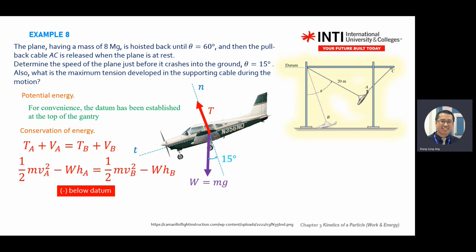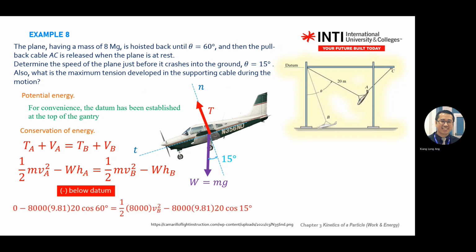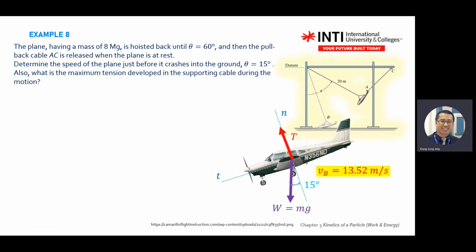The h_A here you need to calculate. There is a 20 meter length and an angle, so you can find h from the datum. Same with B. At B, the potential energy is also negative because it's below the datum. Be careful with positive and negative signs. You put in all the values. There's one more missing, which is v. Your velocity at B is missing. Find your v_B, then substitute back.